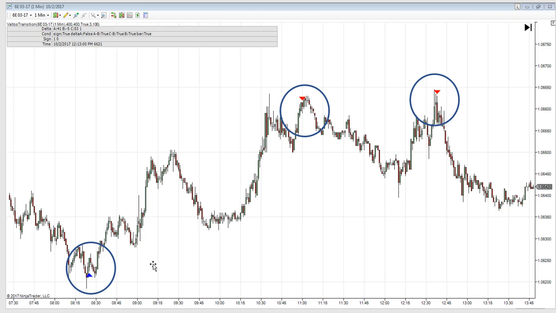This is today. This is, let's say, February 10th. Okay, this is the euro currency 6E March contract, 1 minute chart. Basically from 7:30 until almost 2 o'clock, and there were 3 signals. There's a buy here, a sell here, a sell here.